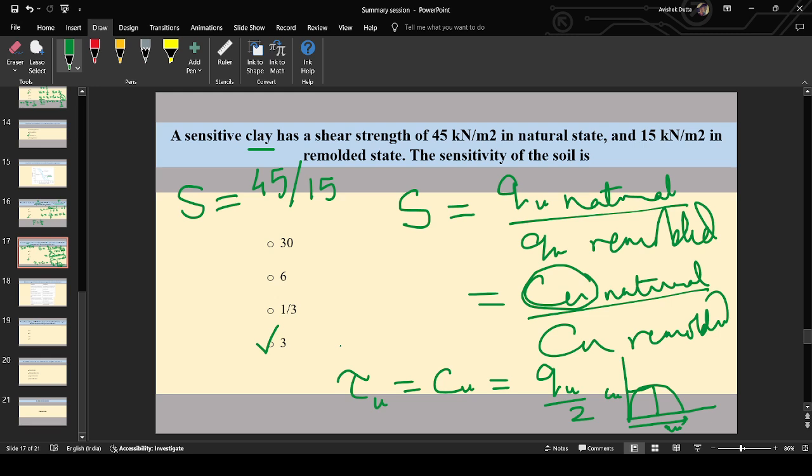Okay. So sensitivity is basically the ratio of the strength parameters in the natural state to the remolded state. Here we can write the unconfined compressive strength or the undrained cohesion, which is also equal to the shear strength. The shear strength has been given as 45 and 15 in natural and remolded states respectively. So using the ratio we can find the sensitivity of the soil. Okay. Next question.